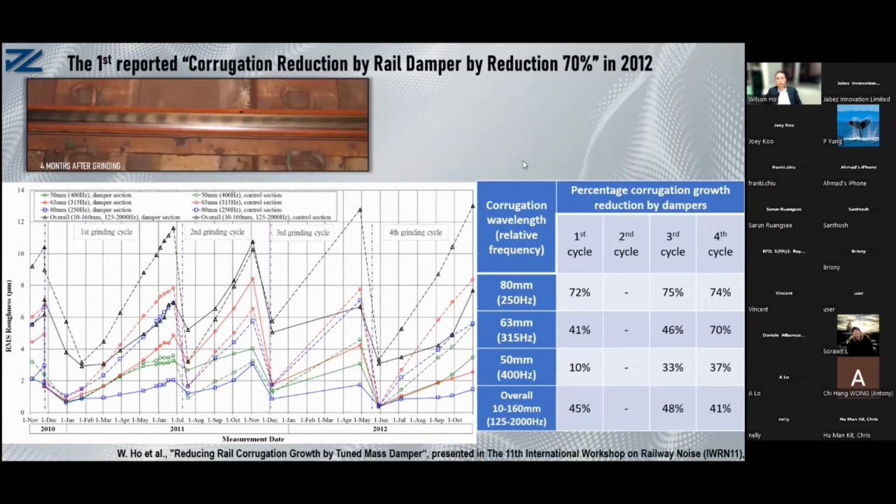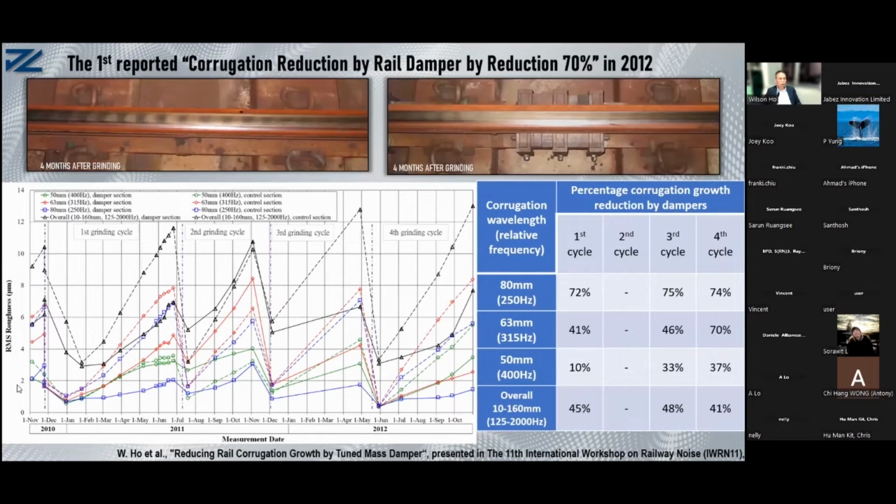This is the result of the 4 grinding cycles. We can see that with the damper, the bullseye at 80 millimeter wavelength increased to 2 micron, and after grinding, it reduced to 1.2 micron, then increased to 3 micron, and after grinding increased to 2 micron, and then grinding, and this is quite smooth. The corrugation growth is very slow with the damper.